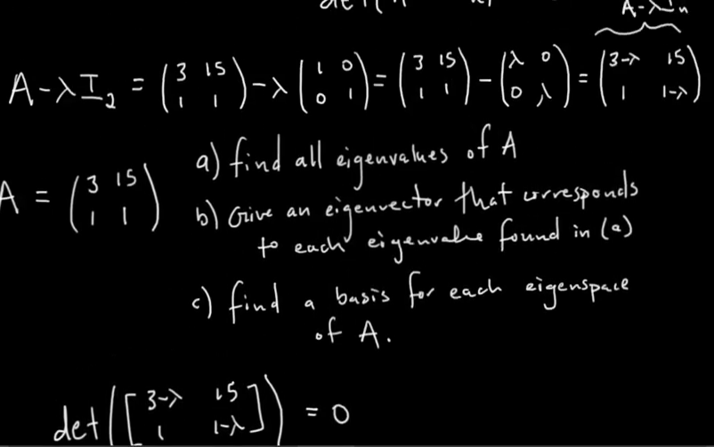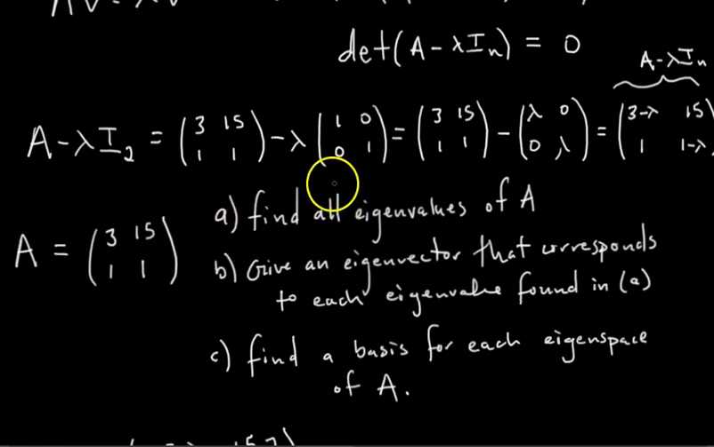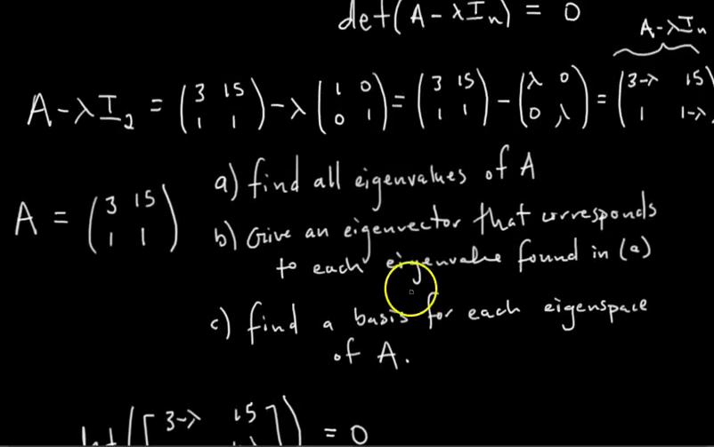In the next video, we're going to use the fact that we now know that the eigenvalues of A are 6 and negative 2. We're going to use that in order to get some eigenvectors by inspection, and then we're going to do a longer process to get a basis for each eigenspace of A.